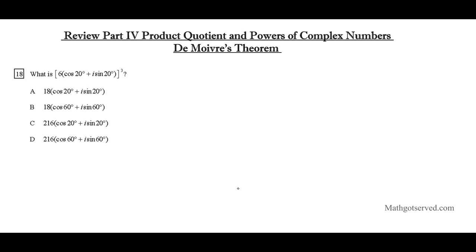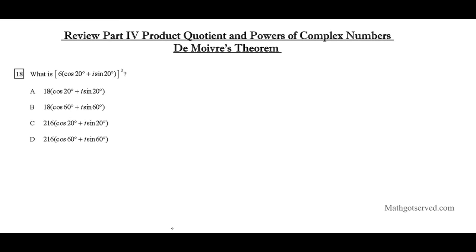Good day, students. Welcome to part 4 of the midterm review. In this section, we're going to be focusing on operations on complex numbers: quotient, product, and powers of complex numbers in polar form, including the use of De Moivre's Theorem. Let's take a look at question number 18. It says, what is 6 cosine 20 plus i sine 20 to the third power in polar form?